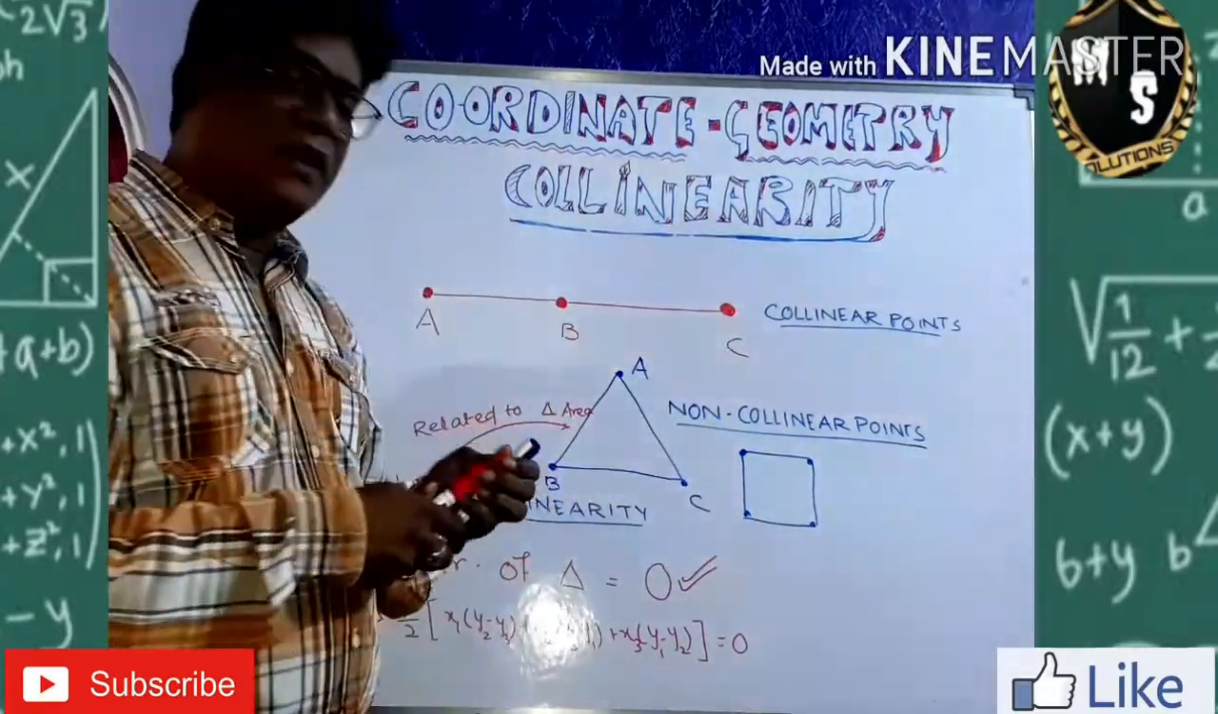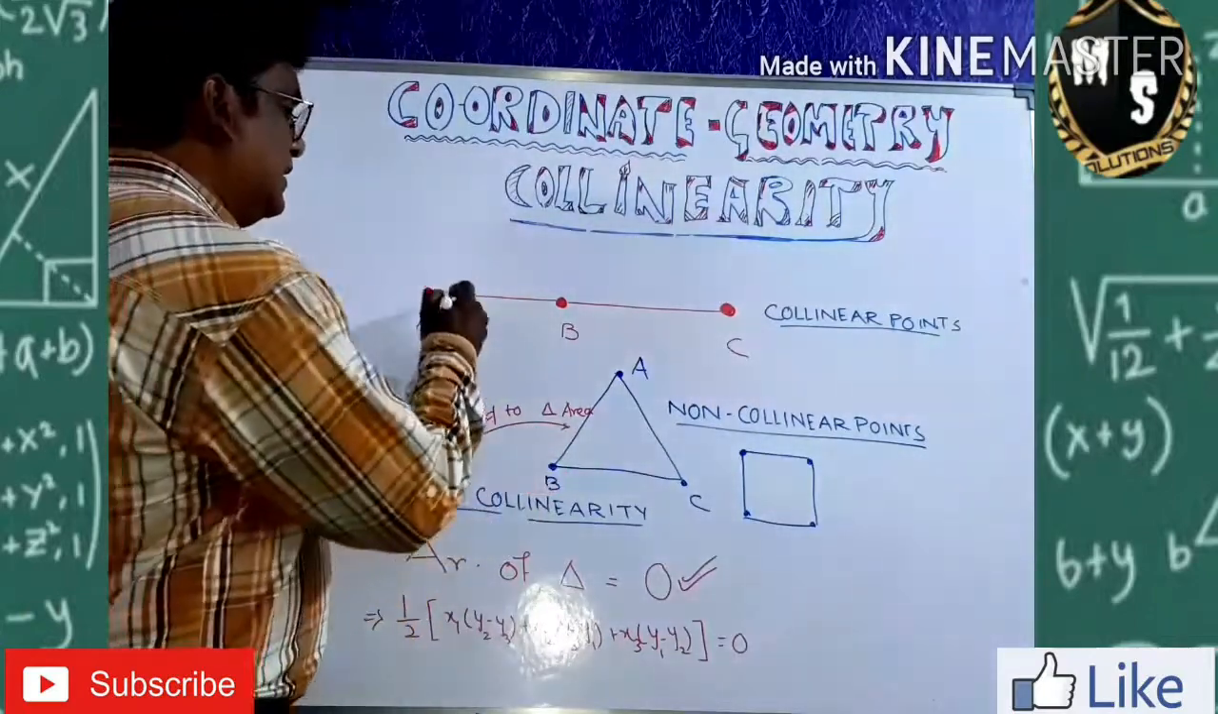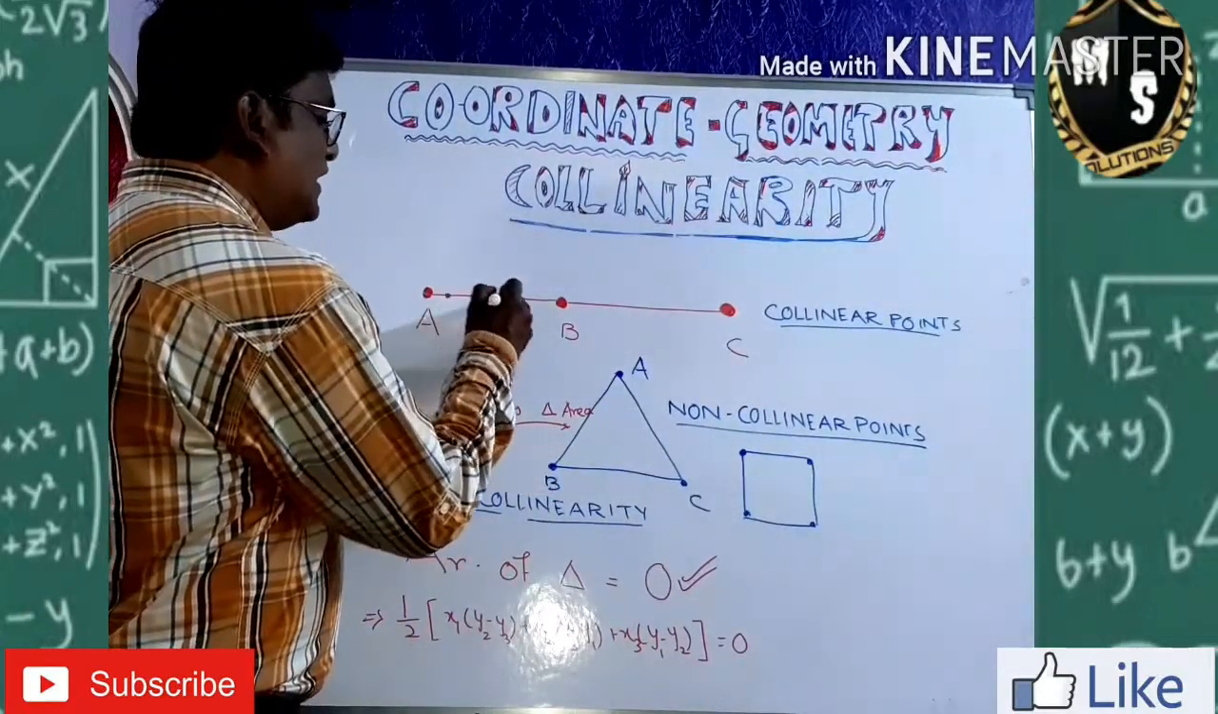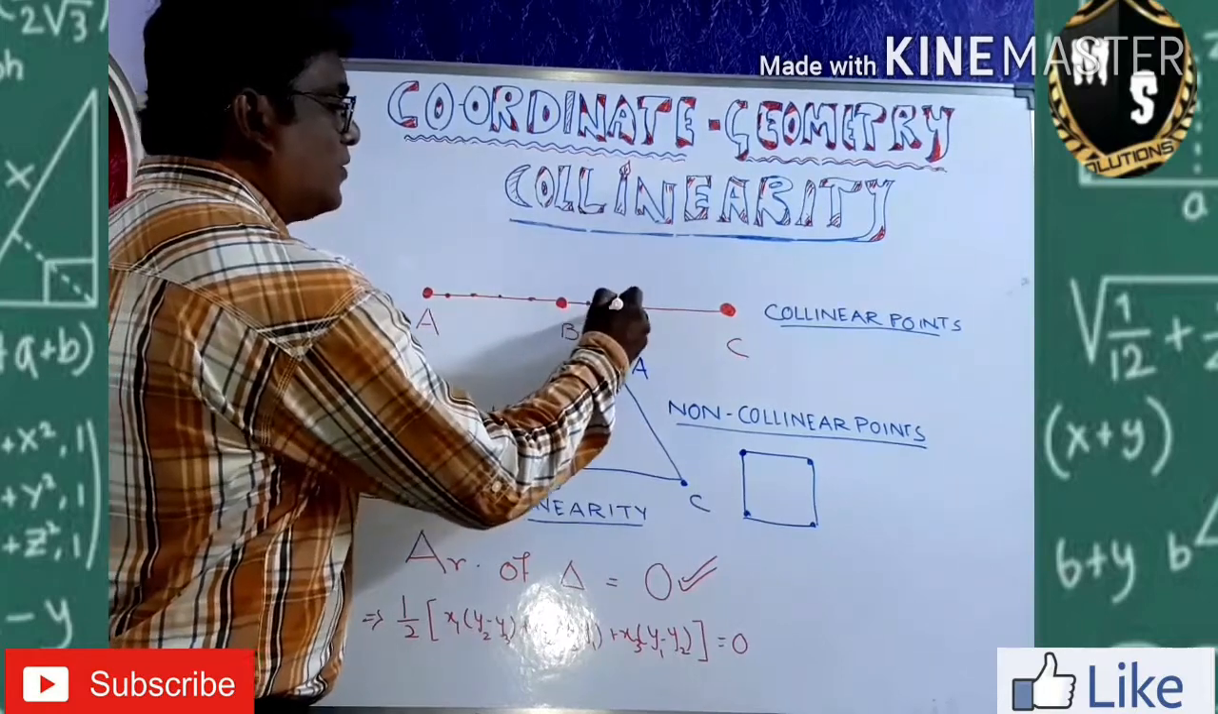Okay, now this straight line, we can say a straight line is the set of a lot of collinear points.